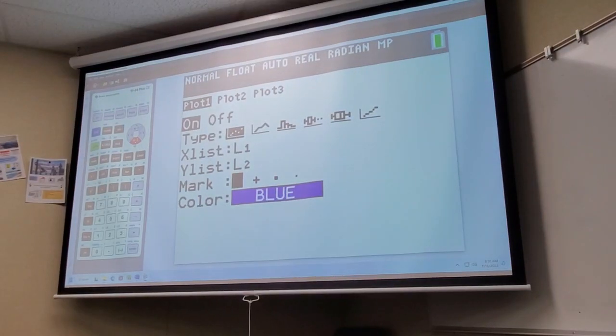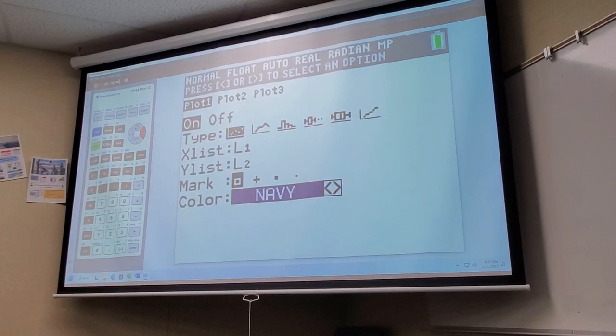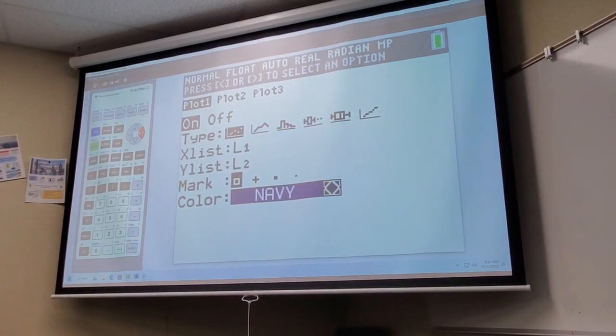And then for some of us, we can pick what color we want it to be. So let's see. I don't know what you guys think. I'm going to make it navy. Okay. Now, again, if you have an older calculator, you don't get to pick the color. Too bad.